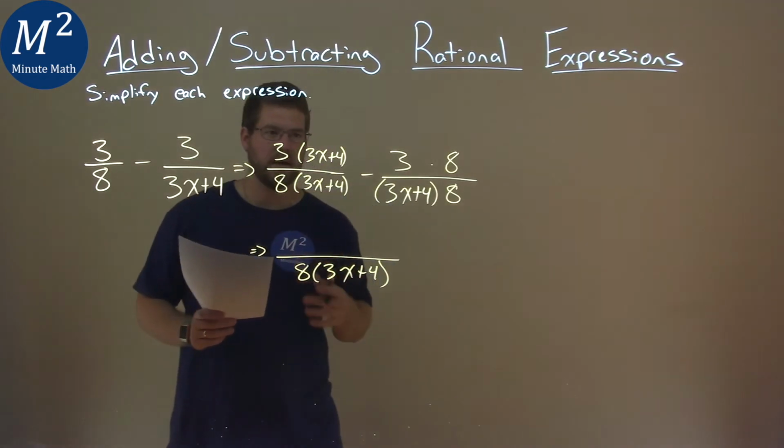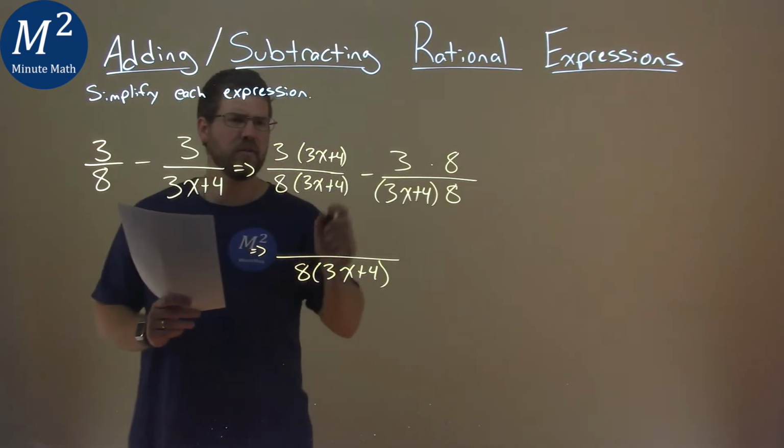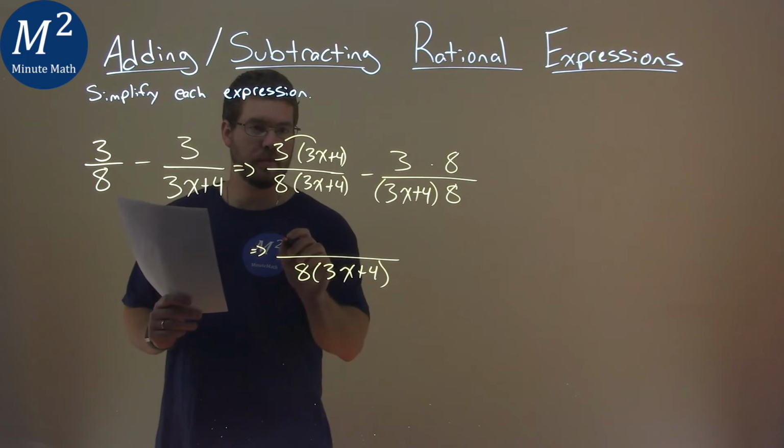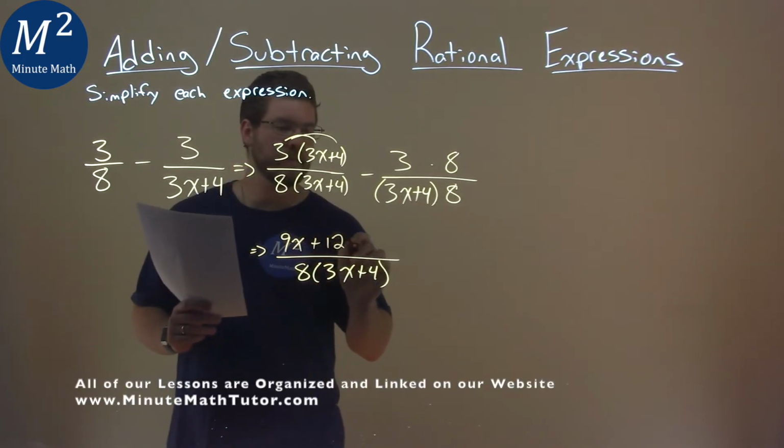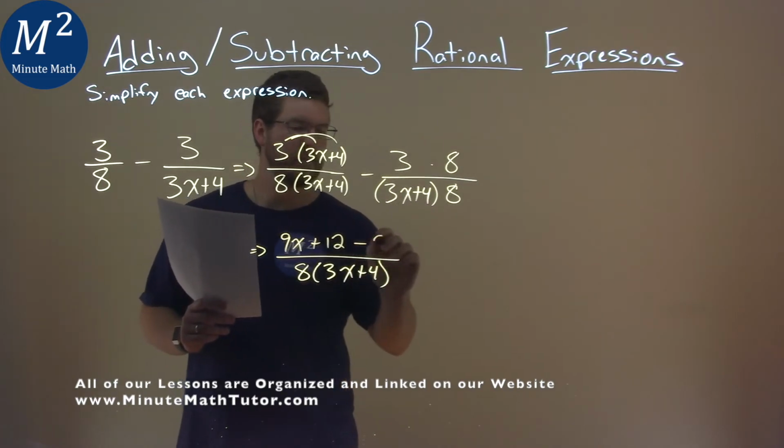And we now can combine the numerator. So let's go do that. 3 times 3x, let's multiply that out as a 9x. And 3 times a 4 is a 12. Subtracted by 3 times 8, 24.